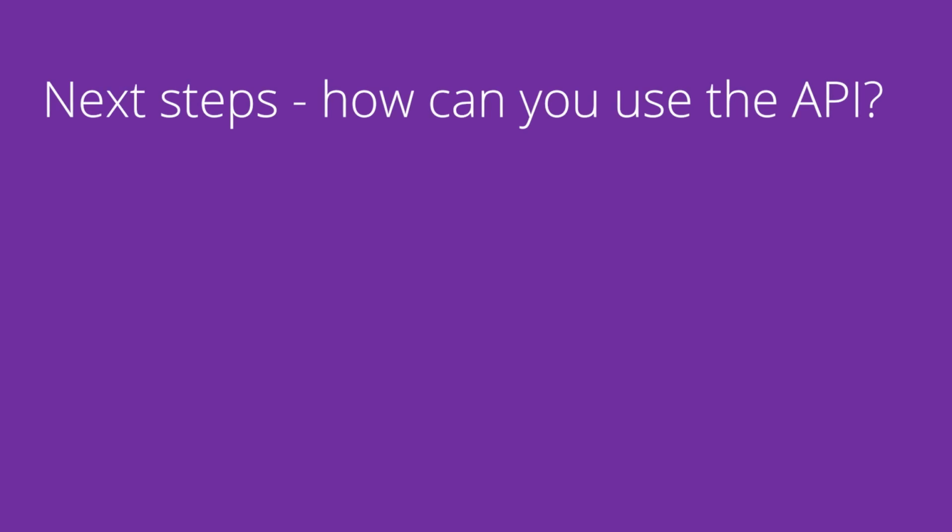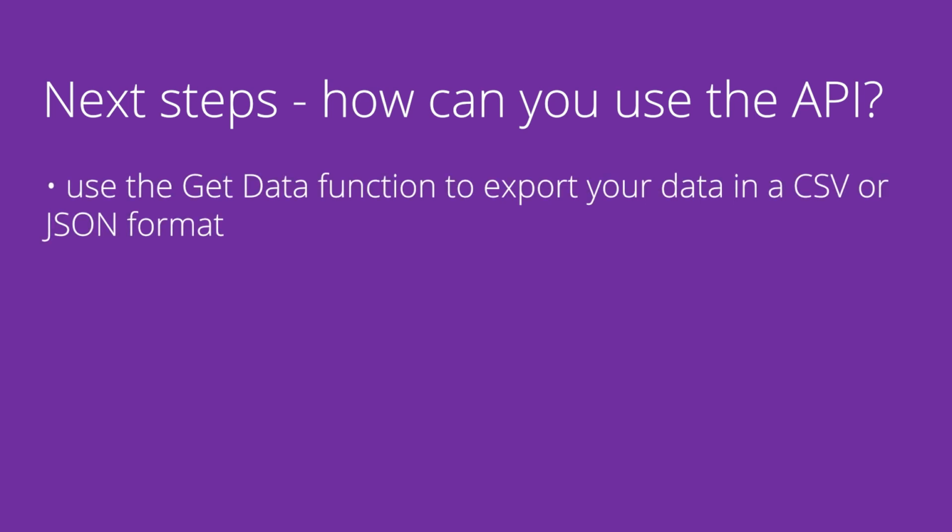Step 3. Next steps. How can you use the API? Here are a few ideas. You can use the getData function to export your data in a CSV or JSON format. The data in this format can be then analyzed in Excel or all kinds of business intelligence software, such as Tableau.